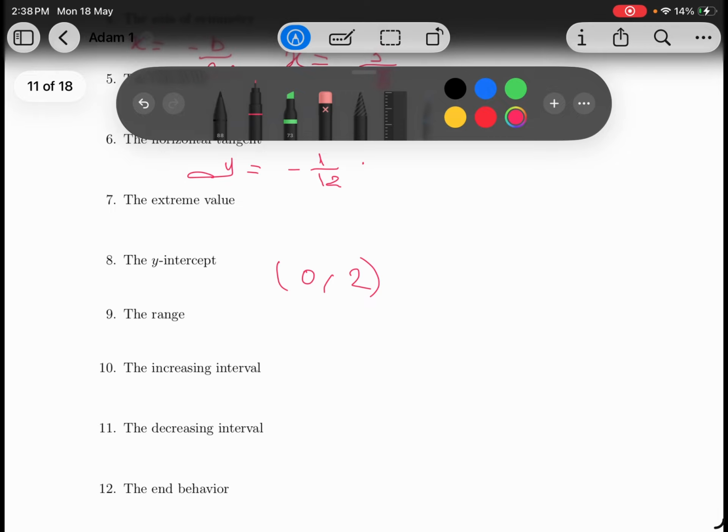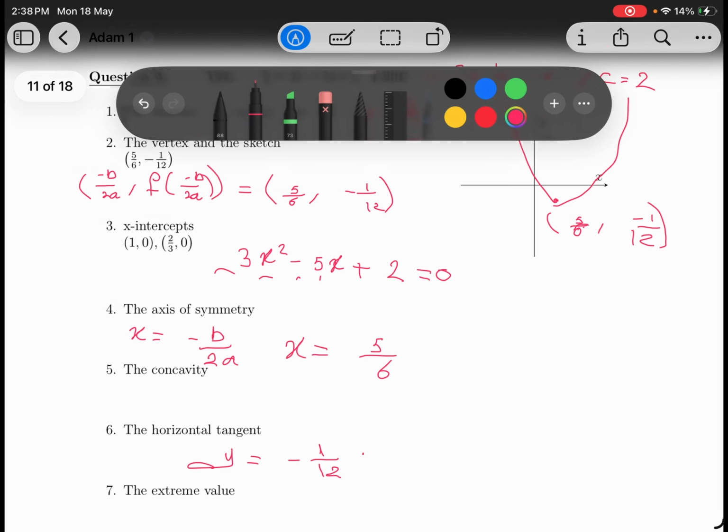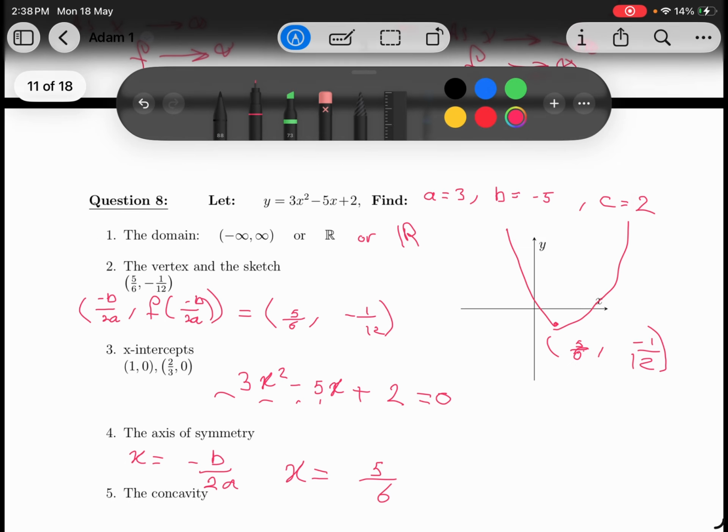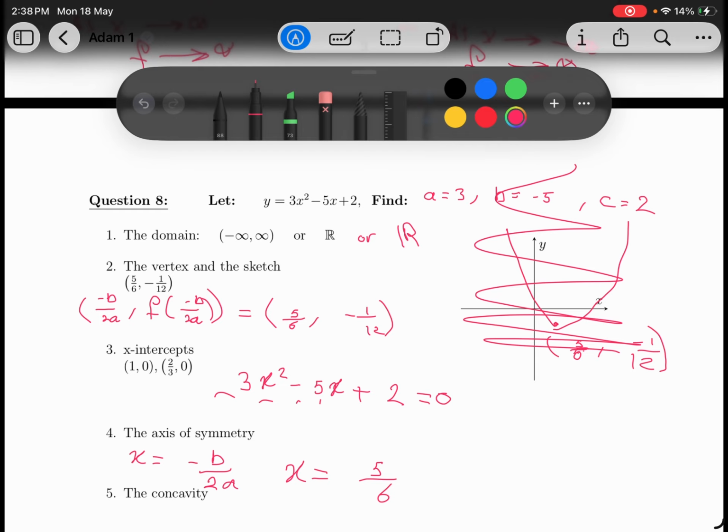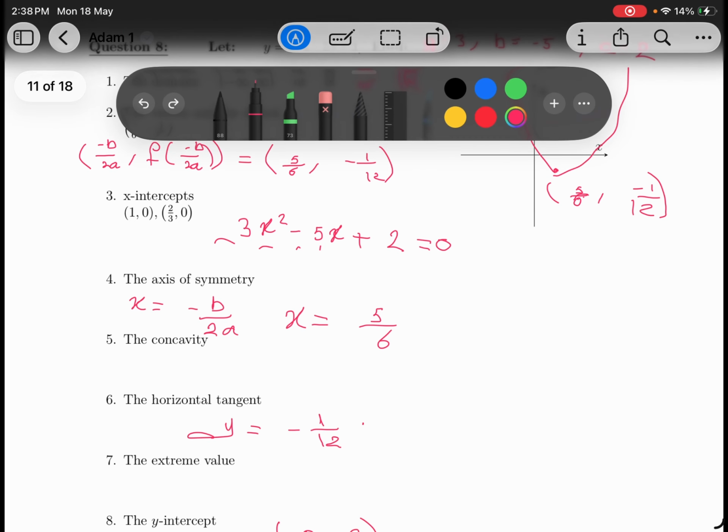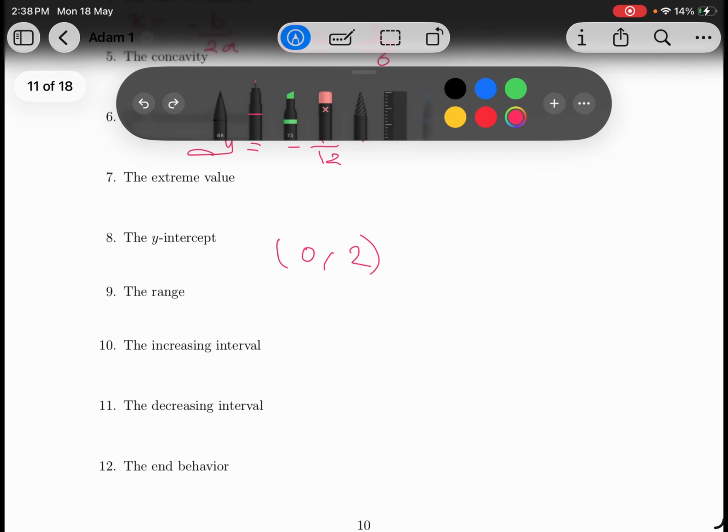And what next? The range. The range starts from the lowest y value, the smallest y value, which is minus 1/12, to infinity. So it's like this. The range is from the lowest y ever and more. So the range, of course, is minus 1/12 included, to infinity. Please, this interval here is closed, not open like that.